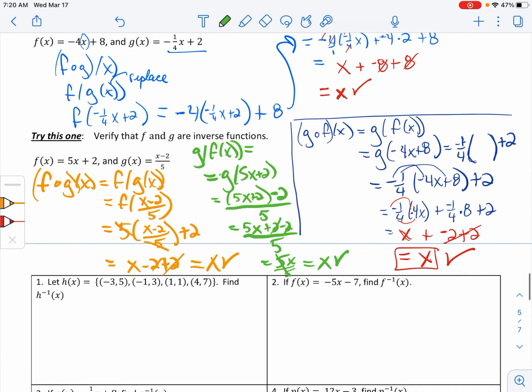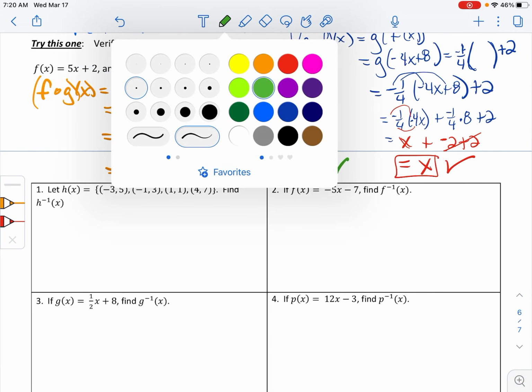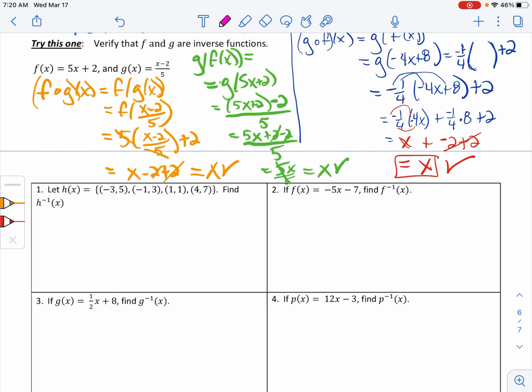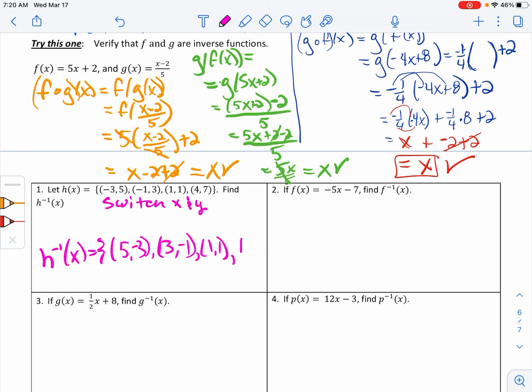Okay. Now, I did this first one yesterday. When you have ordered pairs, to find the inverse, in this case, all you have to do is switch your x and your y. So the inverse of h will be 5, negative 3. 3, negative 1. 1, 1, I can't really tell how those switch. And 7, 4. That's it.